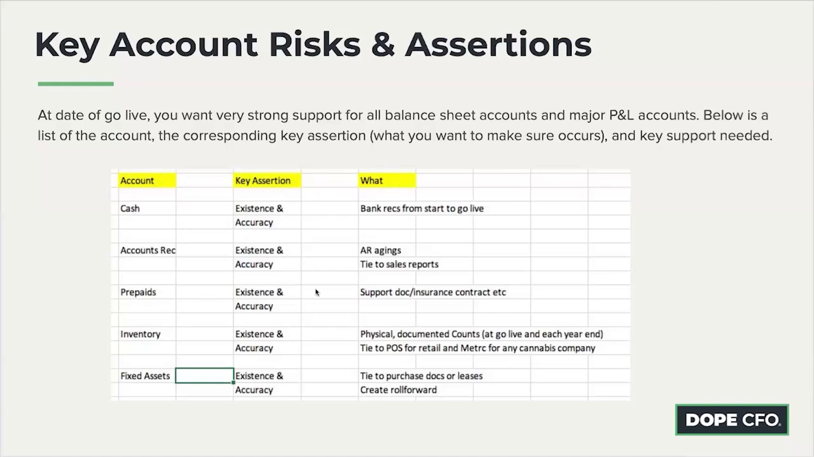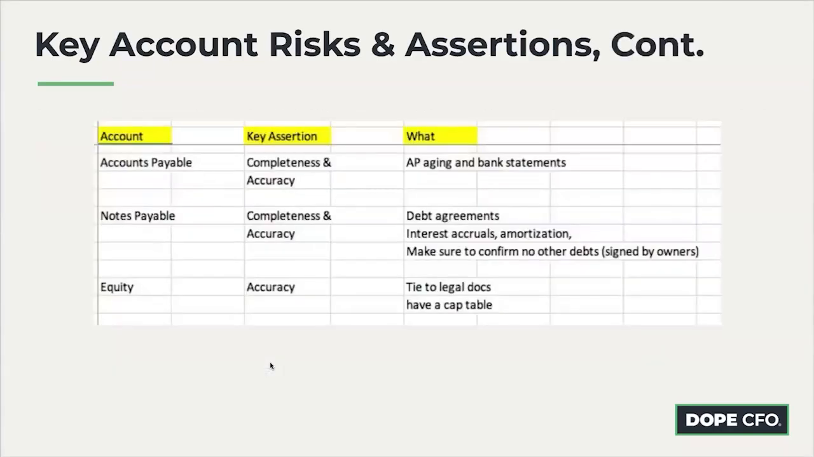We can kind of go down through these. Accounts receivable, we have agings tied to sales report, but all of these are going to be most important: existence and accuracy. Inventory, definitely count. Fixed assets don't change as much, so they're a little easier to tie out. On the liability side is where we want to make sure we have completeness. This is why we have our clients sign a letter in writing. You know about every single debt, every person that we owe money to, every bank, every note holder, every mortgagee, every friend or family member.